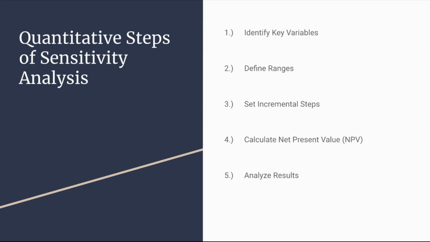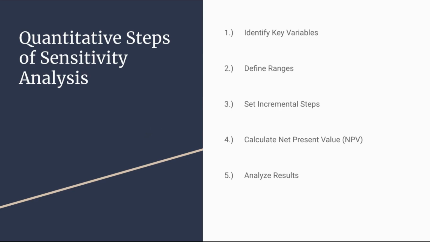analysis. Step 1, the analyst will need to identify key variables, determine which project variables have the most significant impact on the project's net present value, or NPV. These could include factors like sales volume, costs, discount rate, or project duration.